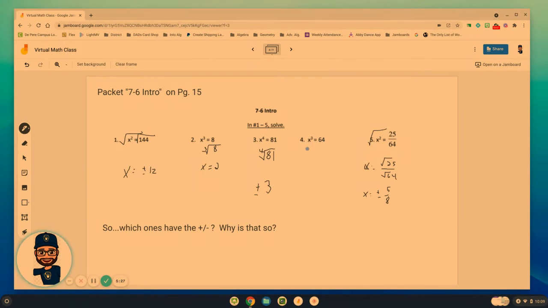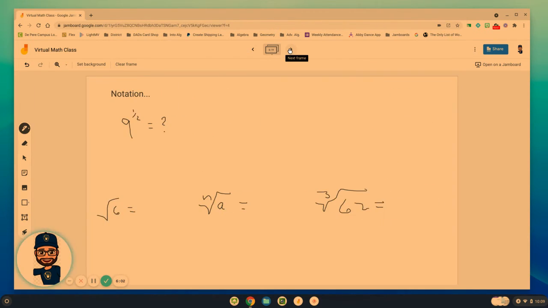Cubic root of 64. So how about the cubic root, the third root of 64? 4 times 4 is 16, times another 4 is 64, so that would be a positive 4. So again, we're going to talk about in just a moment why some of these have plus, minus out in front of the answers and which ones don't. Hopefully you can recognize the pattern here, that when we have even powers, we might have a positive and negative, but if we have an odd power, we probably don't. And we're going to explore why that's the case.